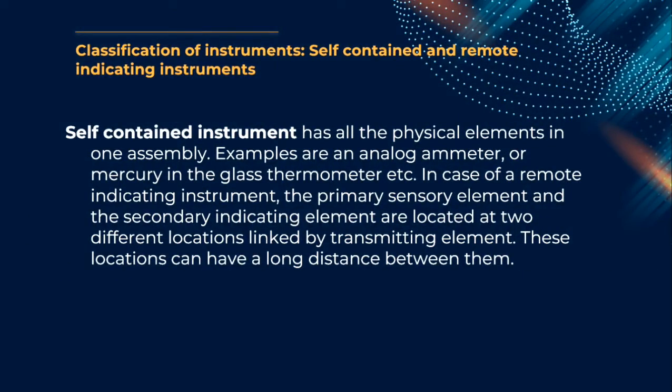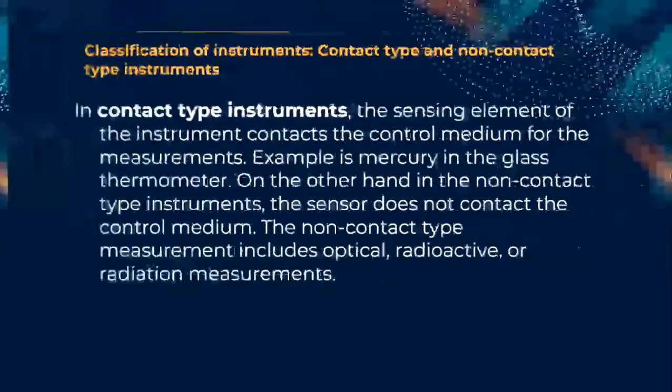Self-contained instrument. Self-contained instrument has all the physical elements in one assembly. Examples are an analog ammeter or mercury in a glass thermometer, etc. In case of a remote indicating instrument, the primary sensor element and the secondary indicating element are located at two different locations linked by transmitting elements. These locations can have a long distance between them.